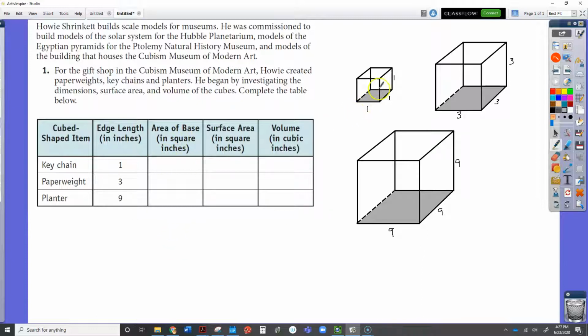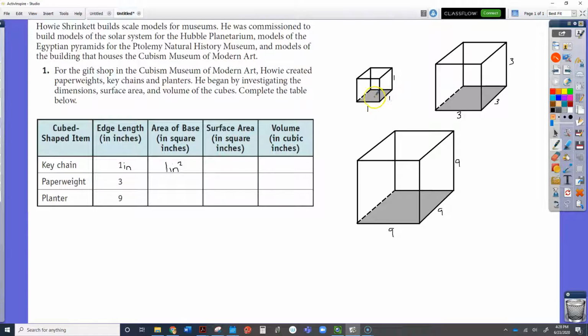So we've got a cube. They want the area of the base. I shaded the base. So the area of a base, it's a square, so it's length times width. 1 times 1 is 1. It's in square inches. So this is 1 inch, and I'm putting the units right here on purpose. This is 1 square inch.